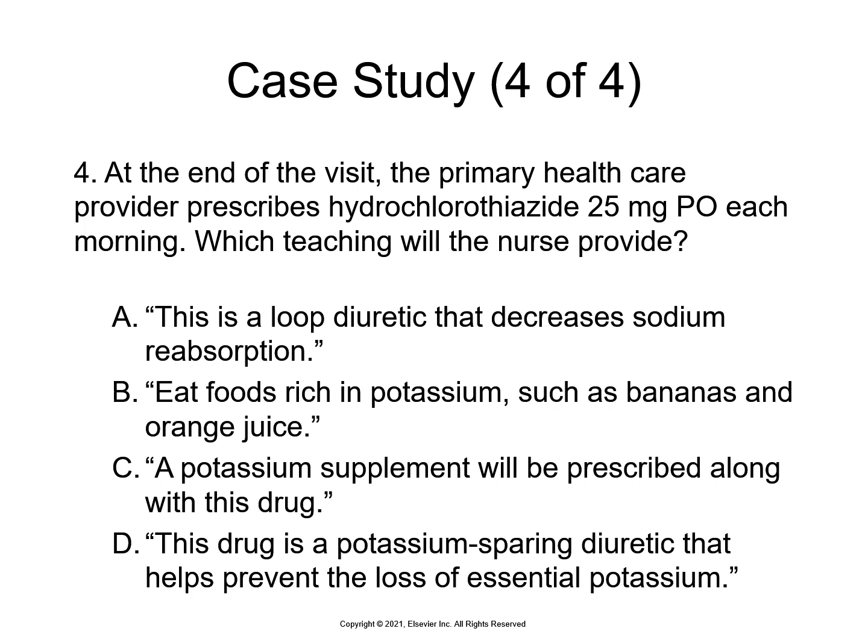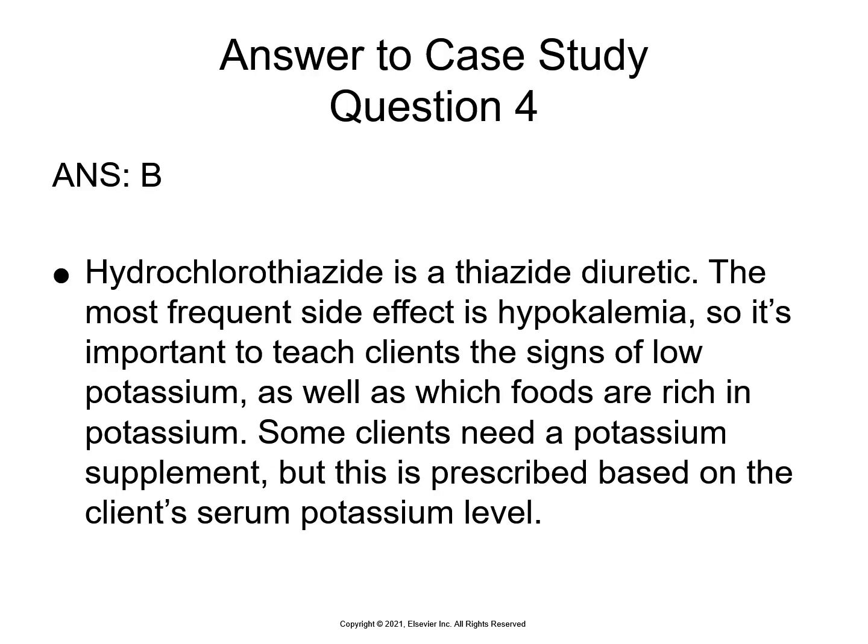Okay, let's see. So we know that hydrochlorothiazide is a thiazide diuretic. The most frequent side effect is hypokalemia. So it's important to teach patients the signs of low potassium and which foods are rich in potassium. So the answer is B.